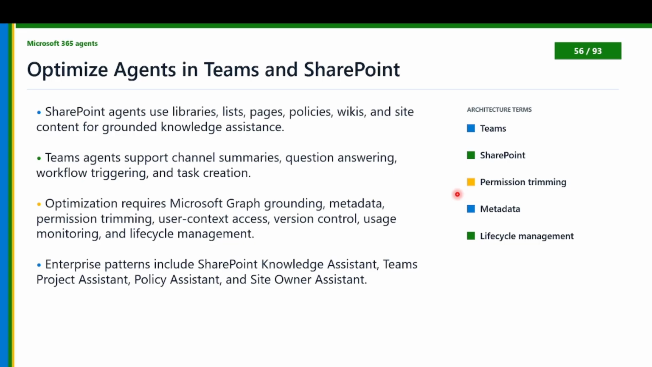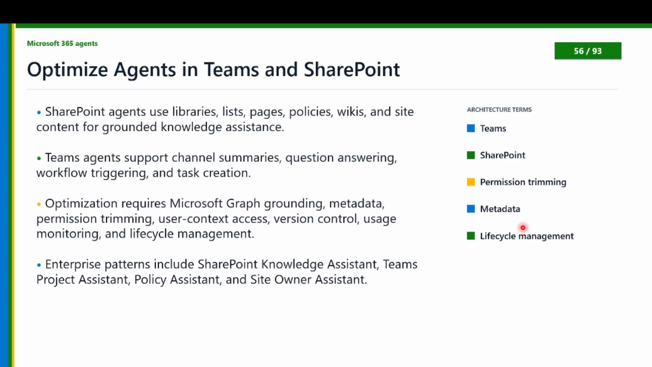Then we have permission trimming. This is the second time we are looking at permission trimming. So trim down permission to what the agent requires, even when you are connecting to SharePoint. Even when you are deploying into Teams, you should trim down permission to the meetings the agent is allowed to join. Trim permission down to the files that the agent is allowed to access. Very, very important.